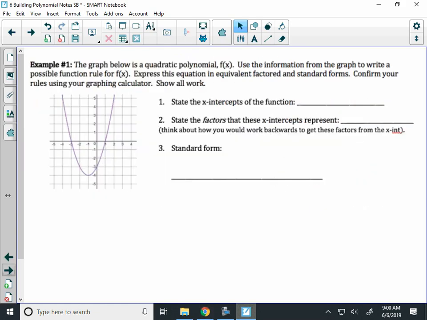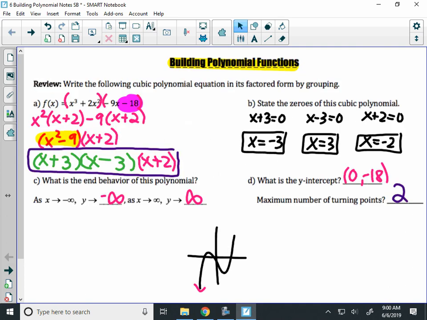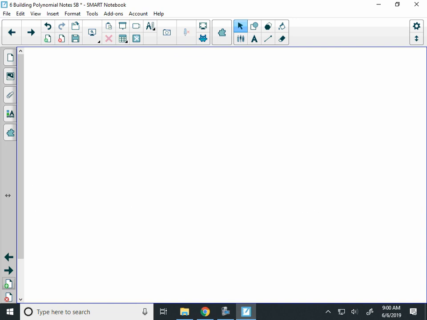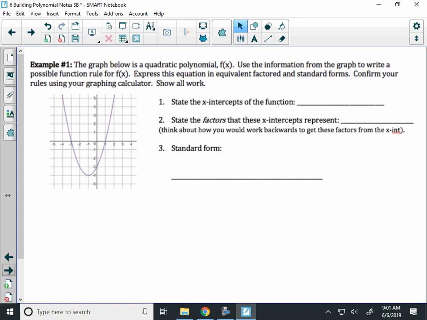Now let's talk about building. You should have noticed, going back, that from the factored form in the box here, the roots, these zeros, were the opposite of all the numbers that were in the factor. I had a positive 3 and a negative 3 gave me a positive, and so on. So if I want to go the other way, I need to remember that fact.